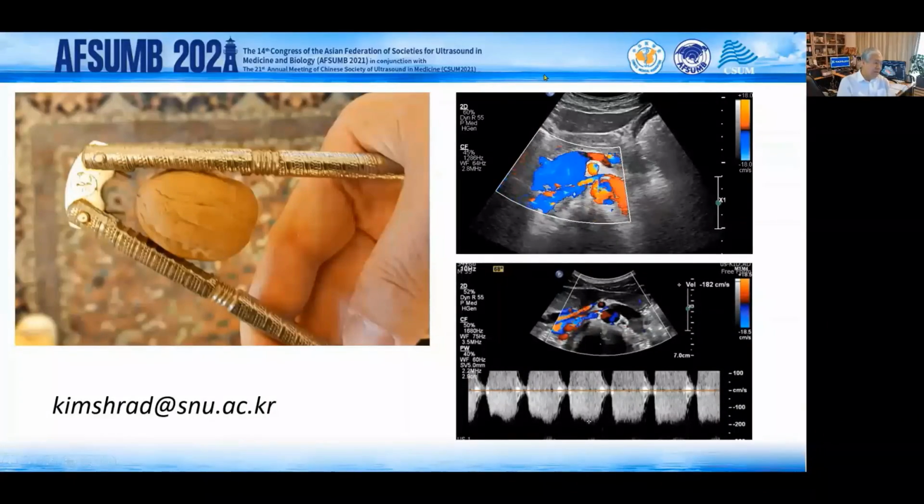This is the last slide and the summary. In this talk, I explained how we can use Doppler ultrasound in the diagnosis of nutcracker phenomenon and nutcracker syndrome, and also shared my experience about the various patterns of nutcracker phenomenon, postural variations, and a few technical tips.